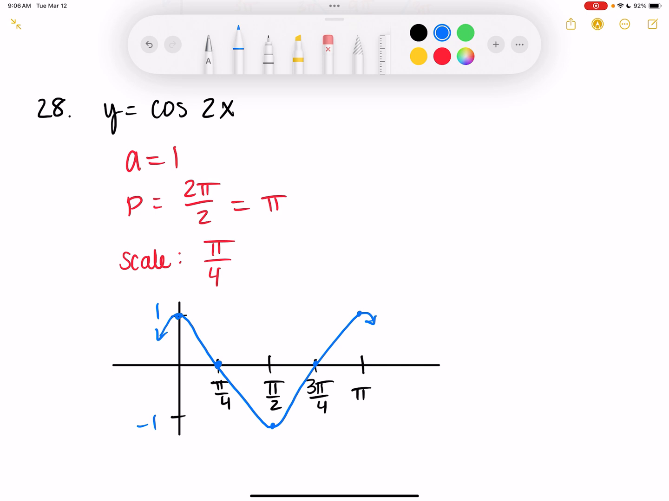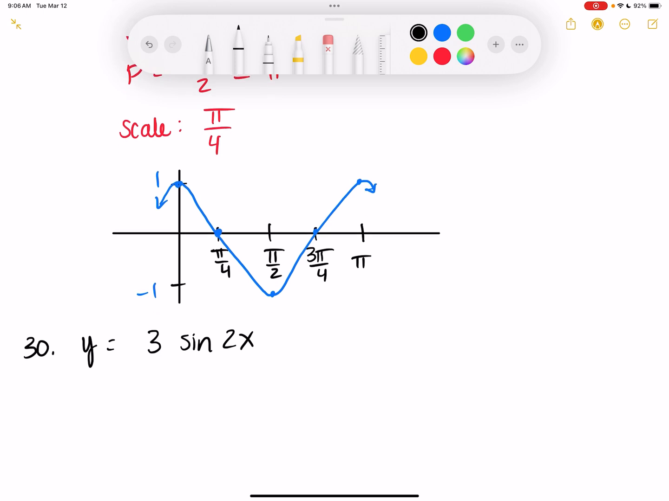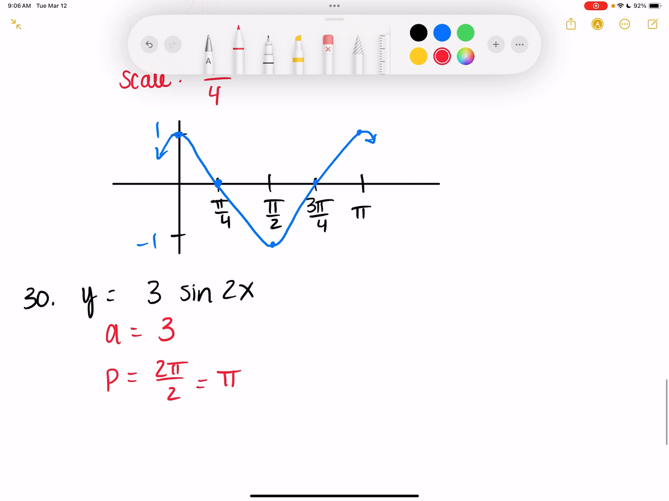Let's do number 30. Y equals 3 sine 2x. What's my first step for this one? Find the amplitude. That's 3. Find the period, which is 2 pi over 2, which reduces to pi. Then you find the scale, which is pi over 4. So it's like the same one.